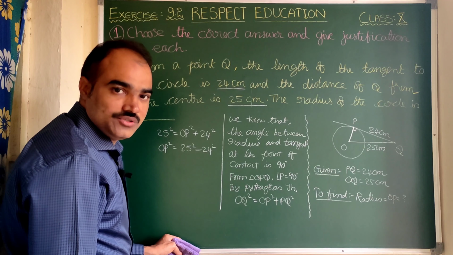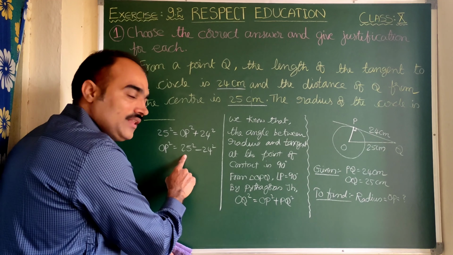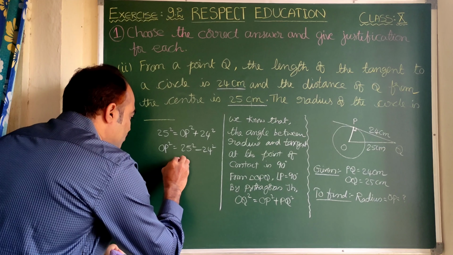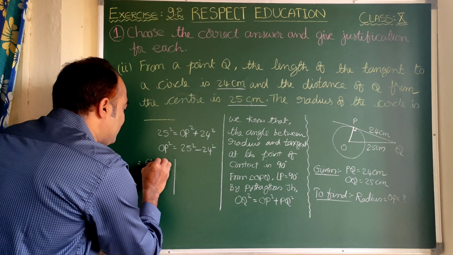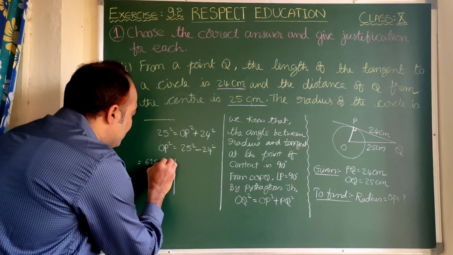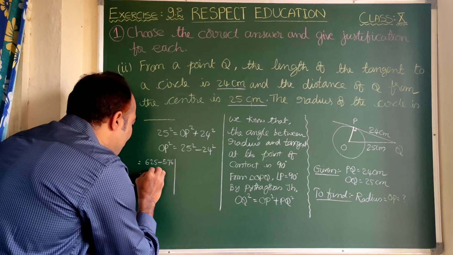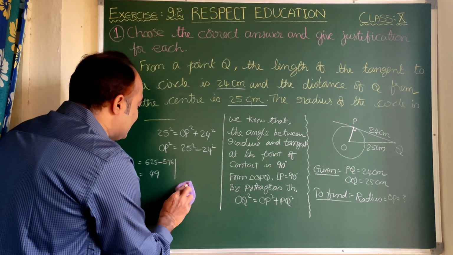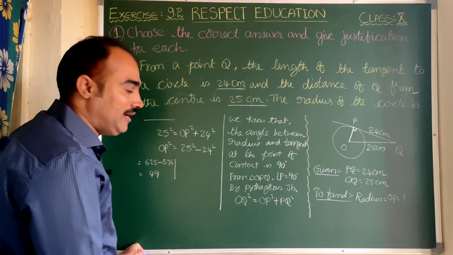Here there are two ways to solve. First one, 25 square is 625. 24 square is 576. So when you subtract this you will get 49. This is one of the ways. And the other way of solving is a square minus b square is (a plus b) into (a minus b).